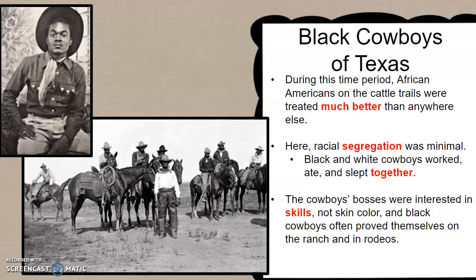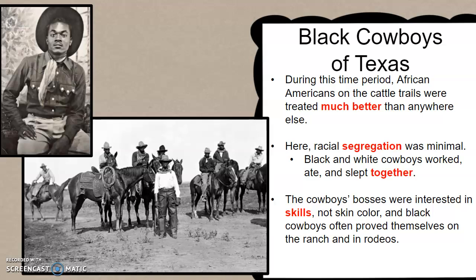And during this time period, African Americans were treated better than really any other place in the country. They were treated equally in a lot of ways because you had segregation. When you segregate, you separate people because of their skin color. And so with this, black cowboys were treated equally based on how good they were. If you were awesome at your job, then you were respected and you were treated fairly and you weren't separated. The white and black cowboys did not separate. There was not segregation. Okay?